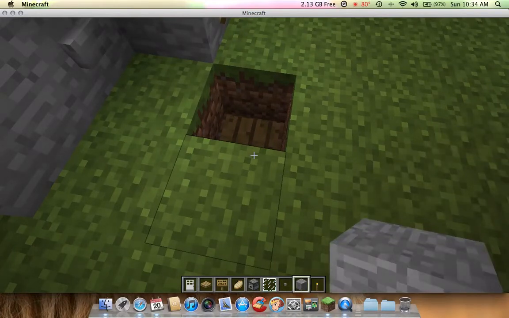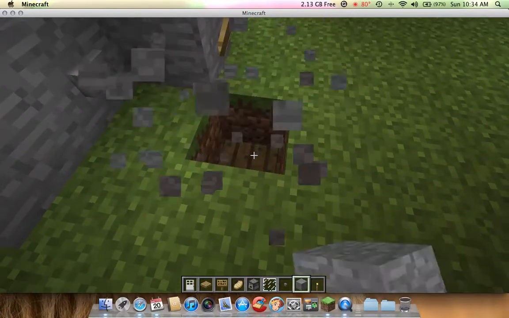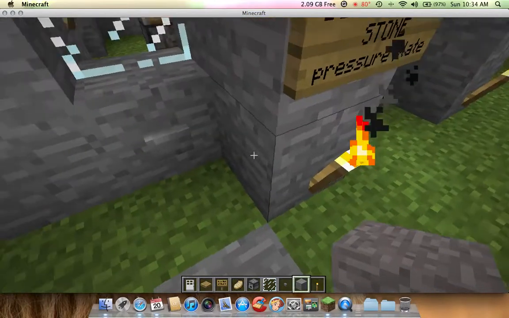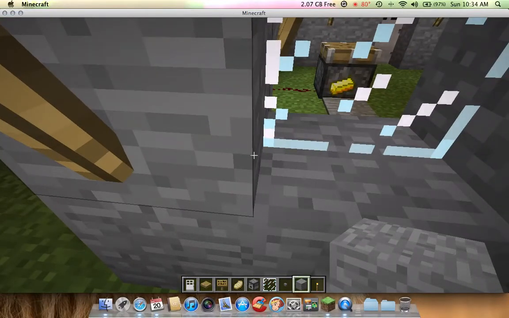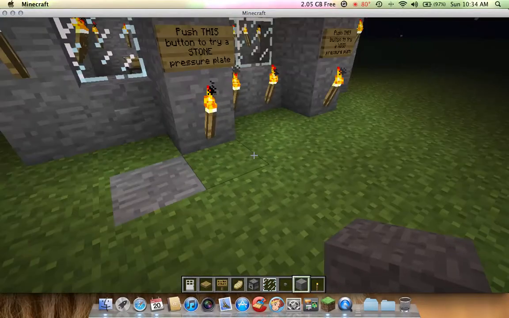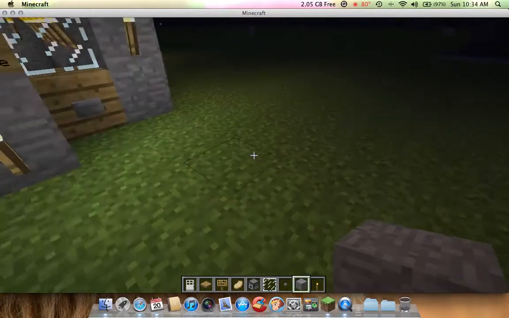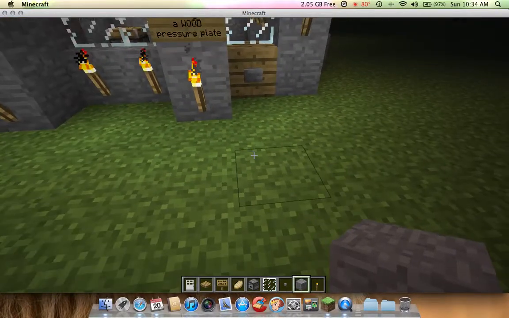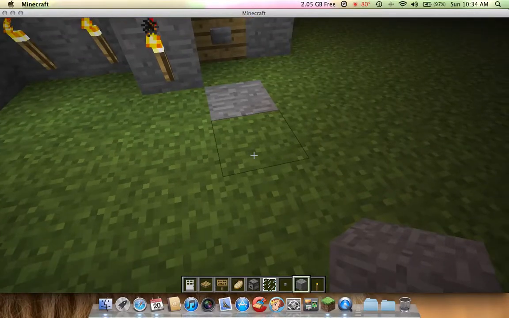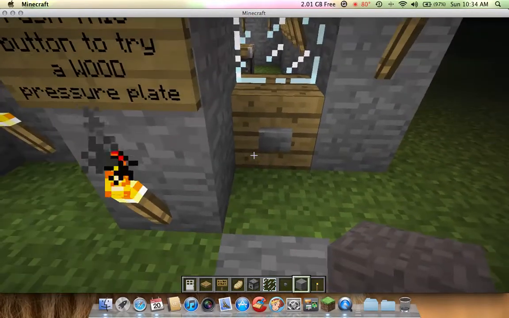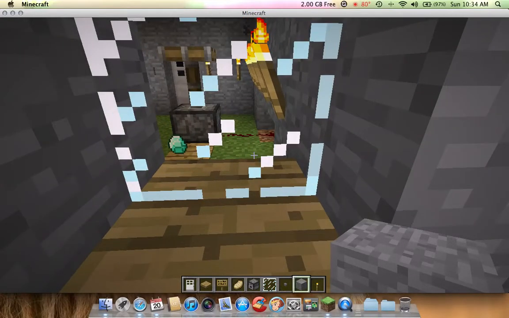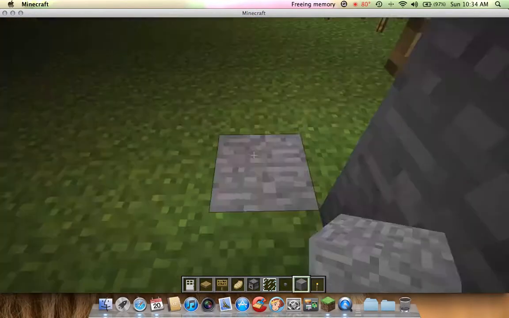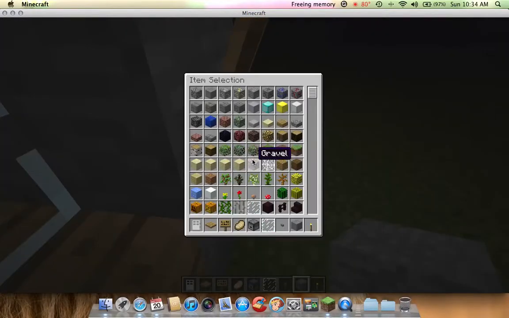Okay, so I'm gonna stand right here. Forgot. See, it's on the pressure plate, and look, it's not activating. So let's go over here and see if this one works. Oh, look! It's on, and look, the piston was activated. Look at that, the piston was activated. So let's go collect my items.